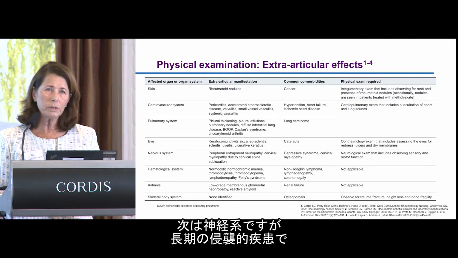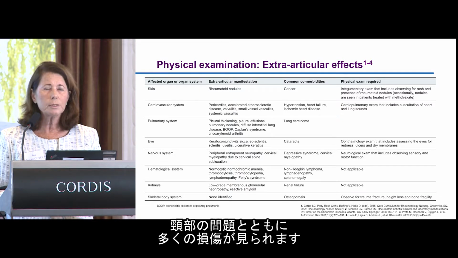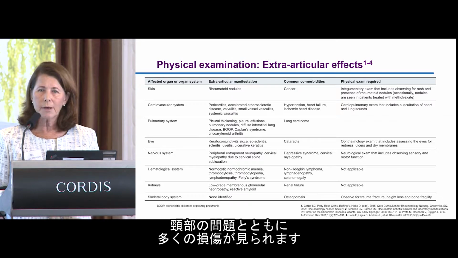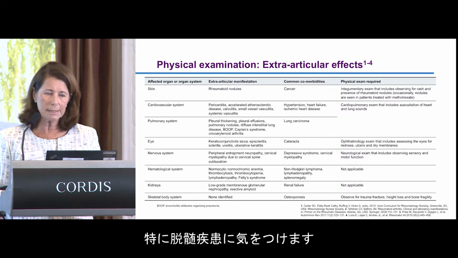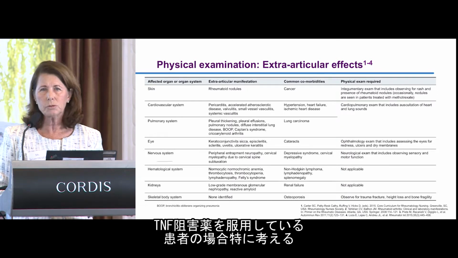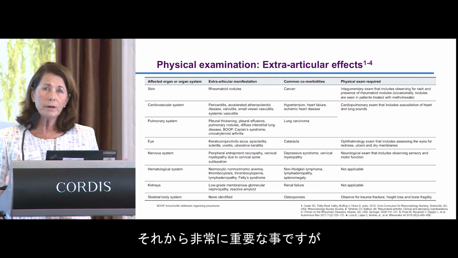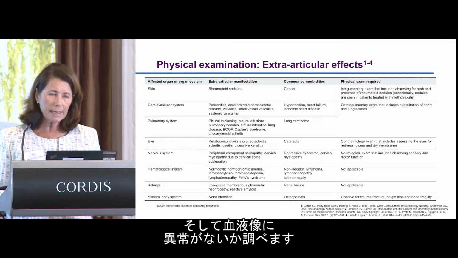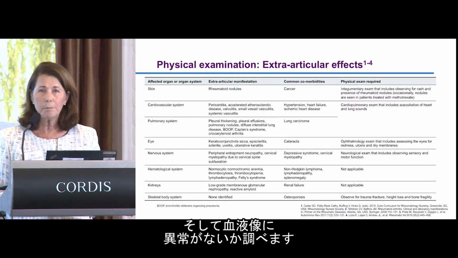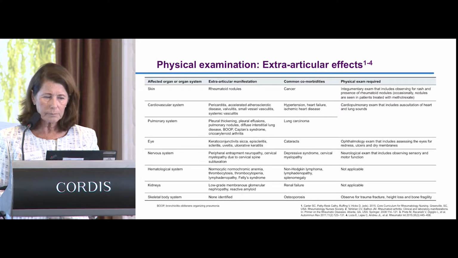Nervous system, again, we see lots of involvement in the more aggressive disease over the long term, where there's been a lot of damage with cervical problems, and we need to check and understand if they have any other comorbidities, particularly demyelination disease, because those are things we need to think about when people are on anti-TNF. And of course, very importantly, we'll be looking at their blood picture very carefully and finding out if they have any abnormalities in their blood picture, because that's going to be vital for our long-term management.